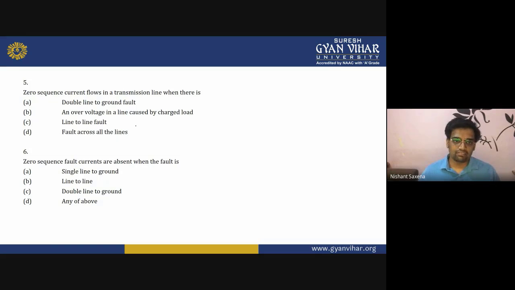Question number 5 says that the zero sequence current flows in the transmission line when there is what? I've already shared this type of problem with you. You try to solve it on your own. Question number 6 says that the zero sequence fault currents are absent when the fault is. This is a similar type of question, but asked in the opposite way, so I'm also leaving it to you. Try to solve it and drop the answers in the comment section.